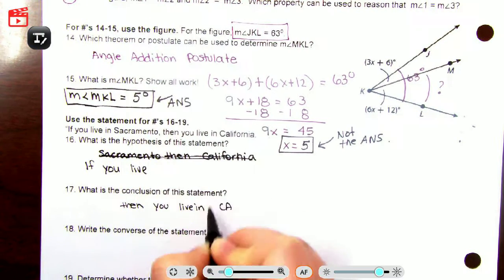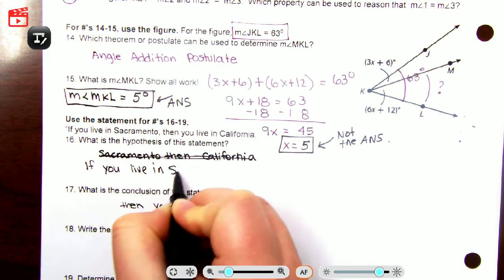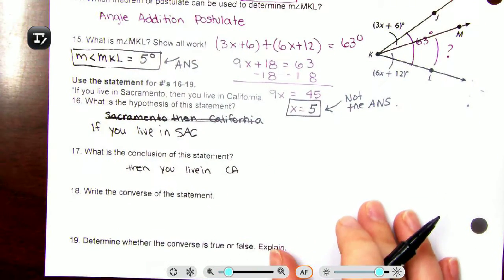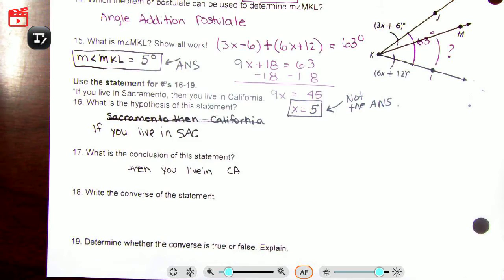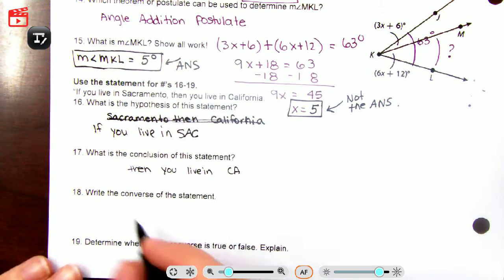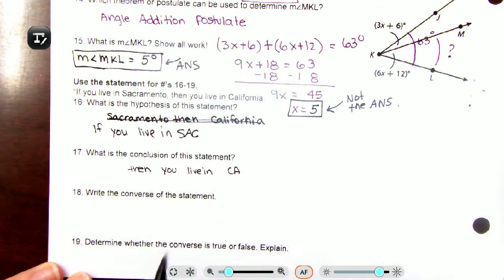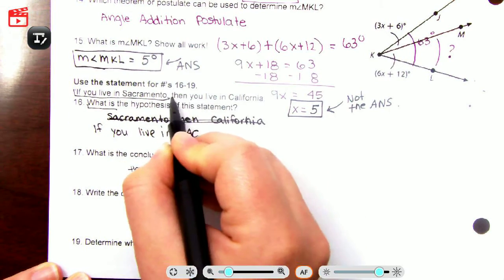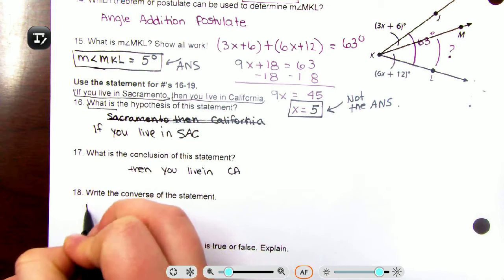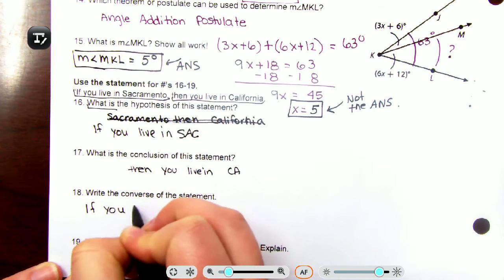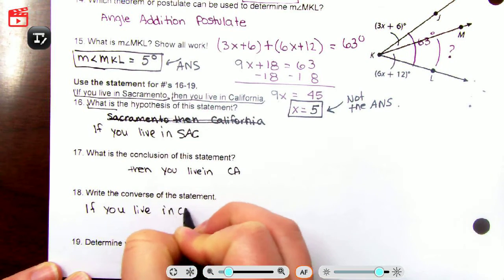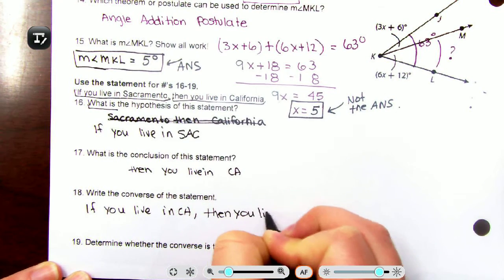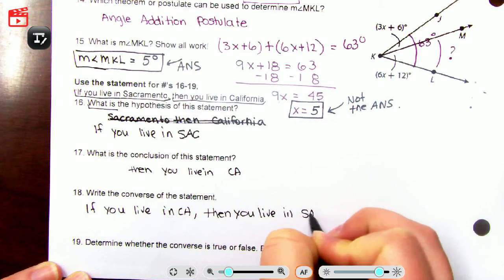I think they split this up. So if you live in Sac, and then what's your conclusion? Then you live in California. Write the converse of the statement. So we're going to switch. Converse means you take your if and then and switch places. So then, if you live in California, then you live in Sac.